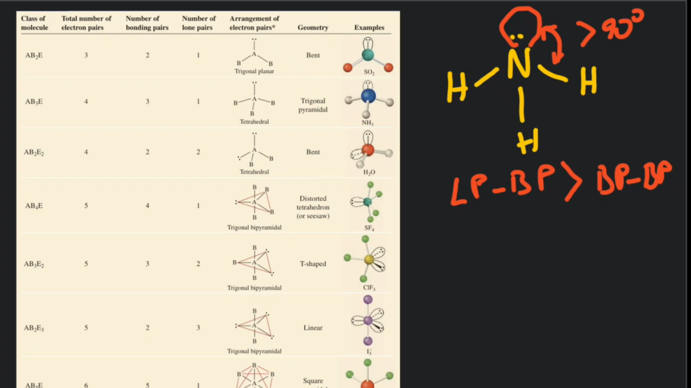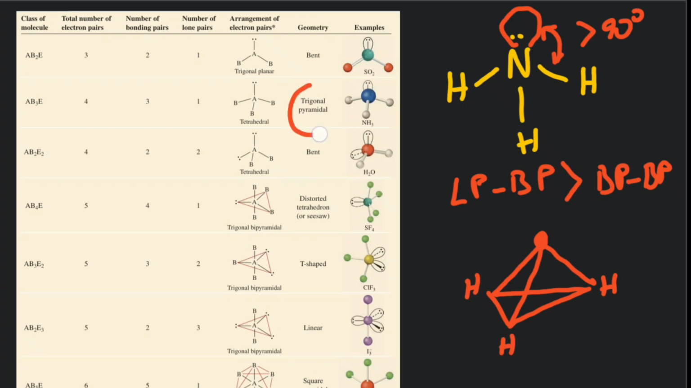And this molecule has a trigonal pyramidal shape. Nitrogen is on the top, and it has a structure something like this. The hydrogen atoms are at the bottom, and they create a triangle. Therefore, it's called trigonal pyramidal.